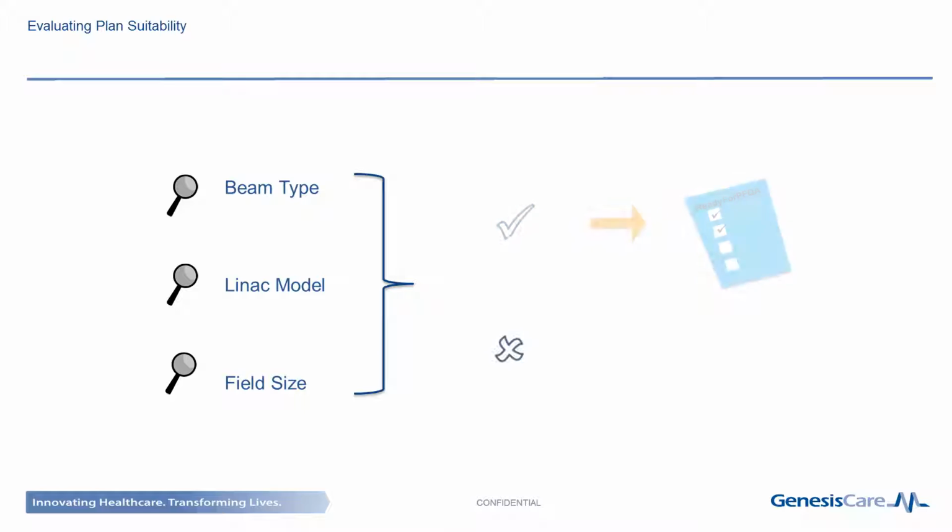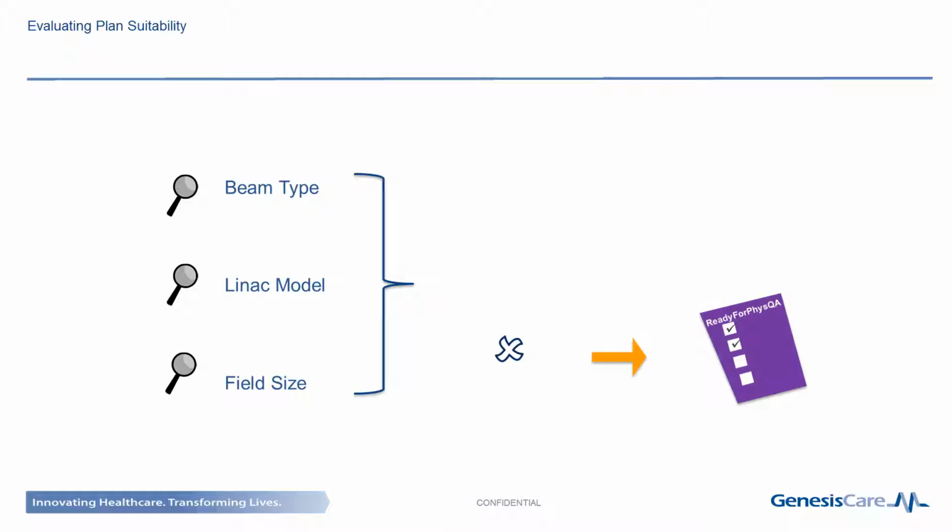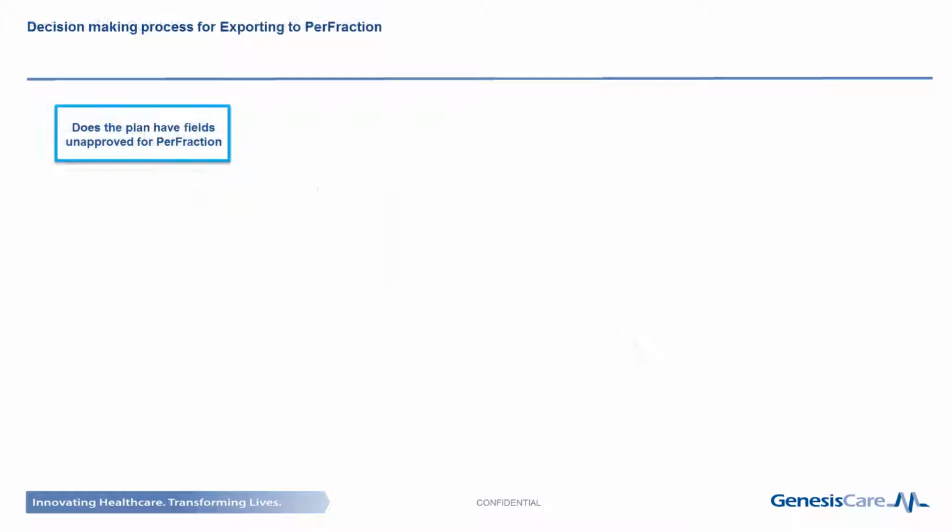Any plans with non-validated beam types or plans with field sizes too large for PerFraction QA should automatically progress to ArcCheck by creating the Ready for Physics QA QCL item. This will automatically be triggered when any QA type other than PerFraction is chosen as part of the planning assessment. So let's look at the workflow for exporting to PerFraction.